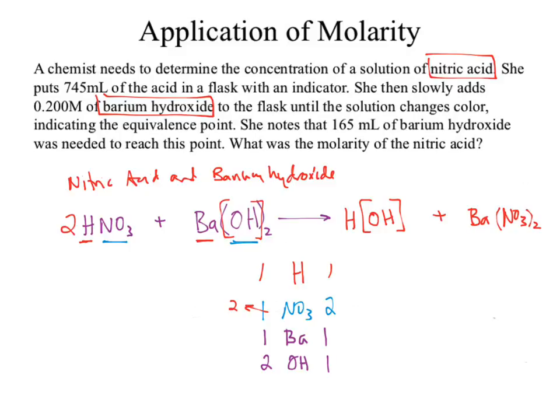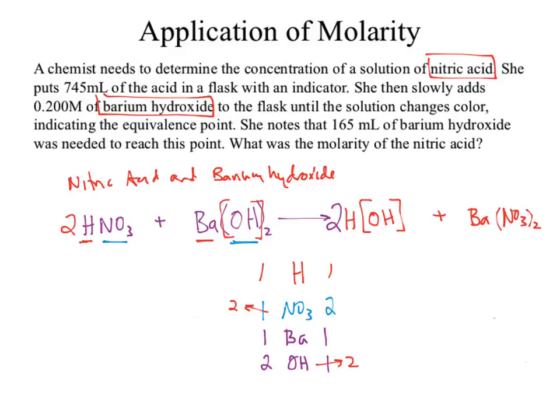Where do we place that 2? We put it in front. We're changing the coefficients. And this now becomes 2 hydroxides. What do we do now? Check your work.